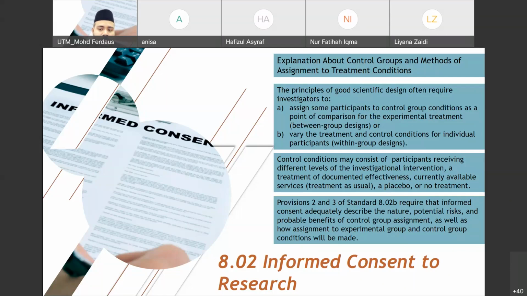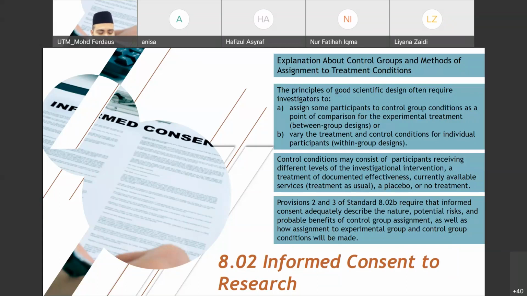The control condition may consist of participants receiving different levels of investigational intervention, a treatment of documented effectiveness, currently available services, a placebo, or no treatment. Under provisions 2 and 3 of Standard 8.02b, informed consent must adequately describe the nature, the potential risk, and the probable benefits of control group assignment, as well as how assignment to experimental group and control group conditions will be made.